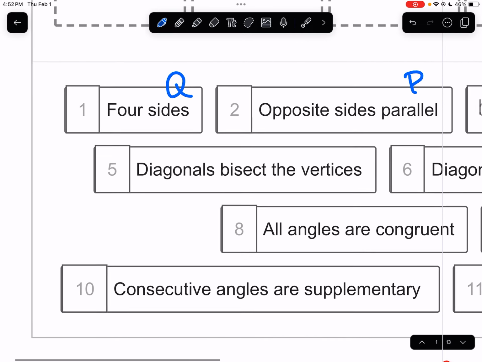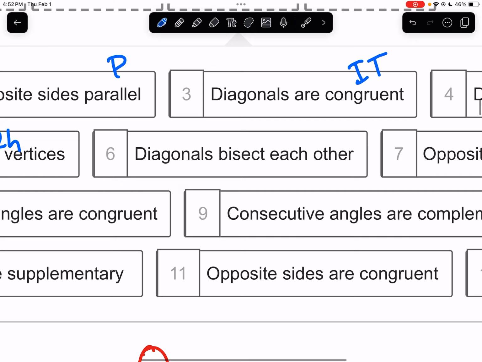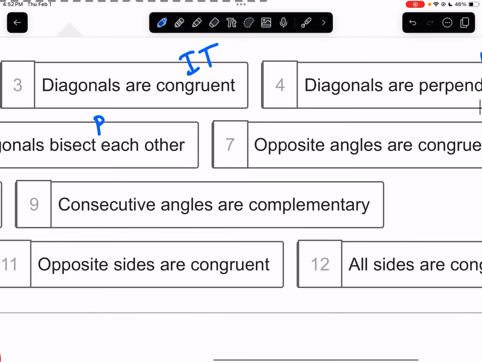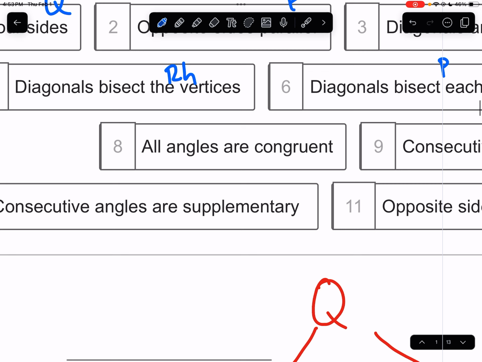And then we have diagonals bisect the vertices. When do we get that one? That's the rhombus. The diagonals bisect each other. That's another one of the core parallelogram properties. Opposite angles are congruent. Another core parallelogram property. All angles are congruent. The first time the angles are congruent is a rectangle.